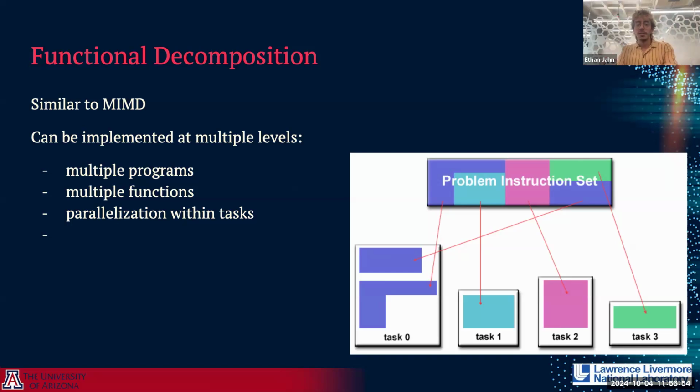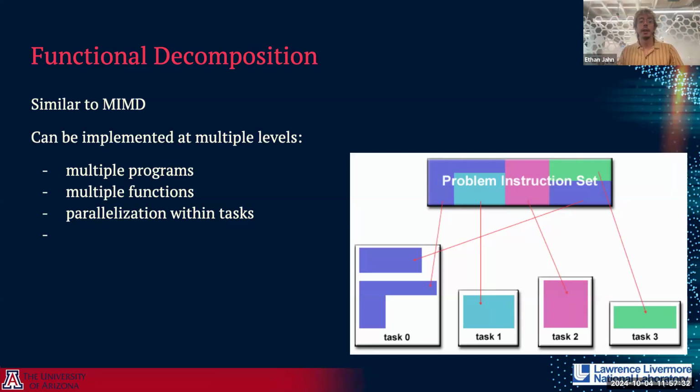The idea here, you can see this image, you have your problem instruction set, and then you are taking that instruction set and breaking it down into components that make sense together and feeding those components into different parallel tasks. And you can see sometimes, looking at that kind of bluish purplish region, there are some instruction sets that might make sense to go together into a parallel task that might not actually be executed near each other inside of the original problem instruction set. And this can be implemented at multiple levels.